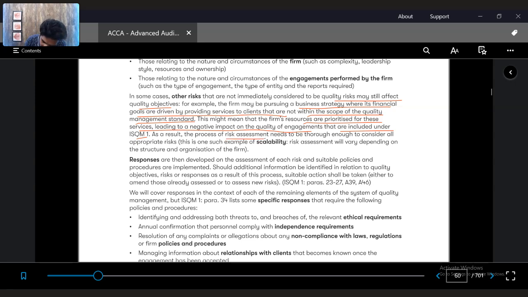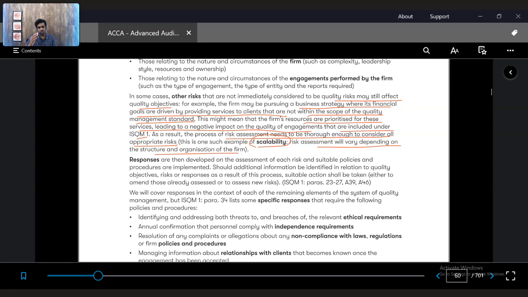The process of risk assessment needs to be thorough enough to consider all appropriate risks. One example is scalability. Risk assessment will vary depending upon the structure and organization of the firm. So as the firm grows, do you really think that the risk will reduce or increase? It will increase.